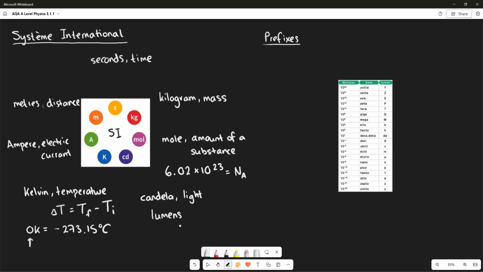You don't need to know that one, and we won't be using it at A-level physics. Okay, so those are the units. Each of those units can be used with a prefix.